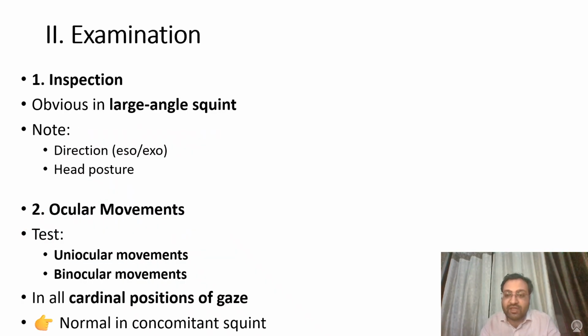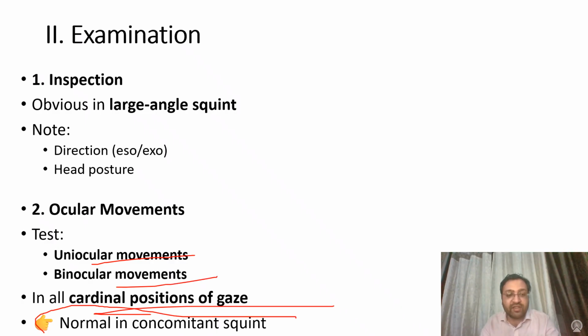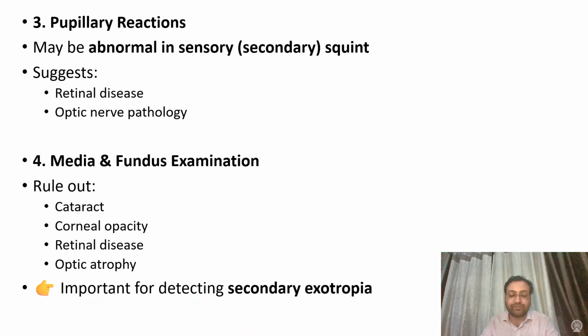Coming on to the examination. On examination, first of all we need to have a general inspection. Here if the angle of the squint is large, then it is very obvious to the eye, so we have to note whether it is ESO or EXO, and we also have to note the head posture, okay, with head tilt or chin lift or whatever finding that we can see. Then coming on to the ocular movements, we need to check the uniocular movements and binocular movements in all the positions of the gaze, and very important, the movements are normal in case of concomitant squint.